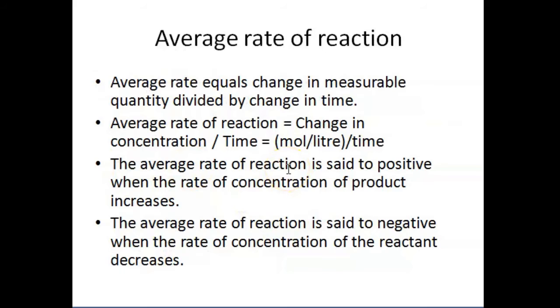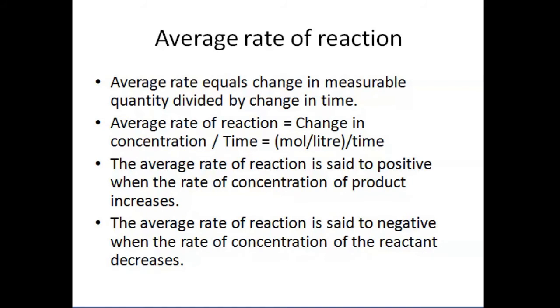Next term comes, what is average rate of a reaction. Average rate equals change in measurable quantity divided by change in time. So, average rate of reaction will be equal to change in concentration divided by the time. Hence, the average rate of reaction is said to be positive when the concentration of the product is increasing. But the average rate of reaction will be negative when the concentration of the reactant decreases.